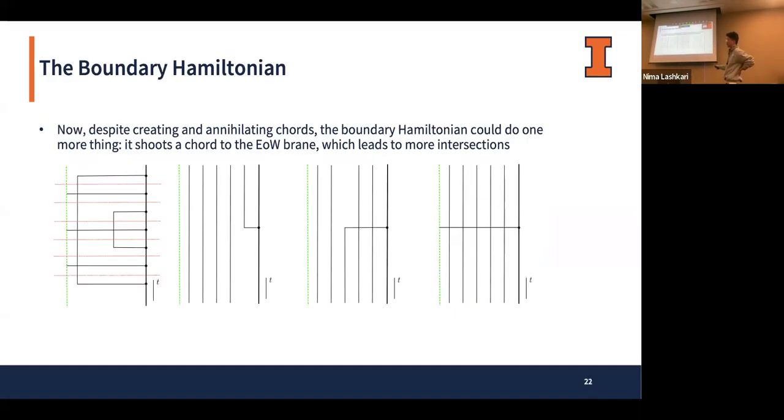Now, if you just stretch the slicing of the diagrams from before, you can say that with the Hamiltonian insertion on the boundary, I can either create an excitation or annihilate an excitation. But there's one more thing I can do now. I can shoot an end of the world brane chord from the boundary to the end of the world brane, and this won't change the number of chords in that state, but it will multiply the state by a constant, which is q to the n. So it's actually some kind of number counting operator in the bulk.